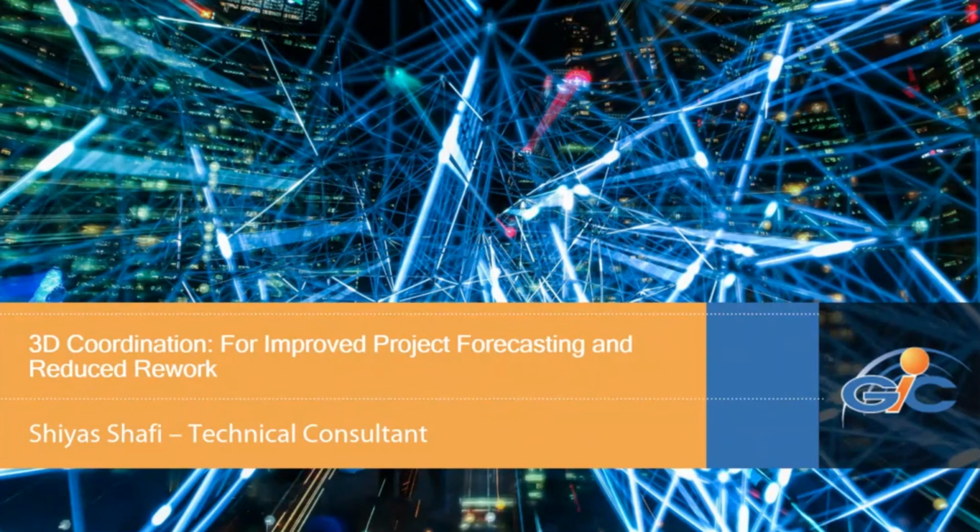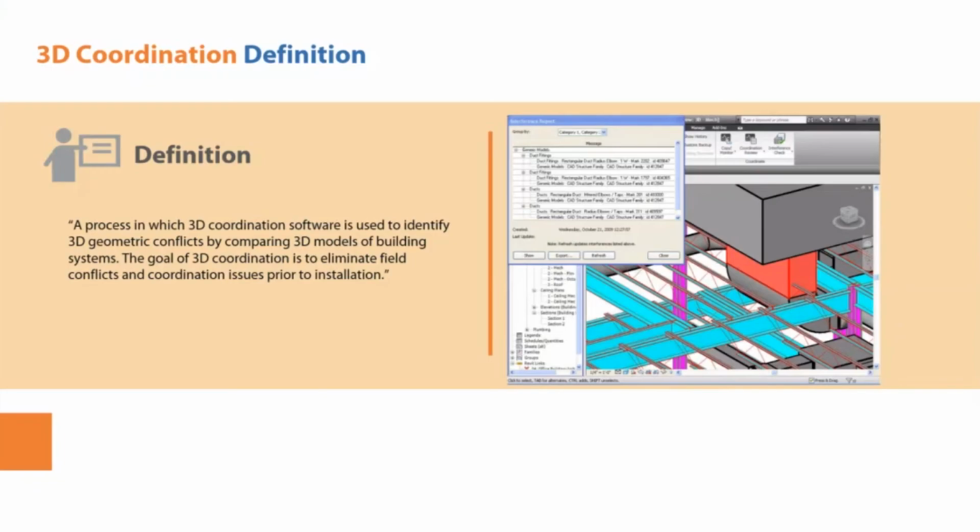Session: 3D coordination for improved project forecasting and reduced rework. Today, basically, what we are going to discuss is all about the fundamentals of the 3D coordination process, clash avoidance, clash detection on cloud and web-based. The topic: definition of 3D coordination.